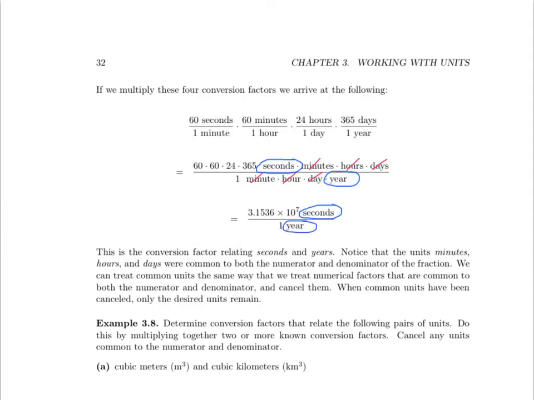So just to recap, notice that the units, minutes, hours, and days were common to both the numerator and the denominator of the fraction. We can treat common units the same way we treat numerical factors that are common to both the numerator and the denominator and cancel them. When common units have been canceled, only the desired units in our conversion factor should remain.